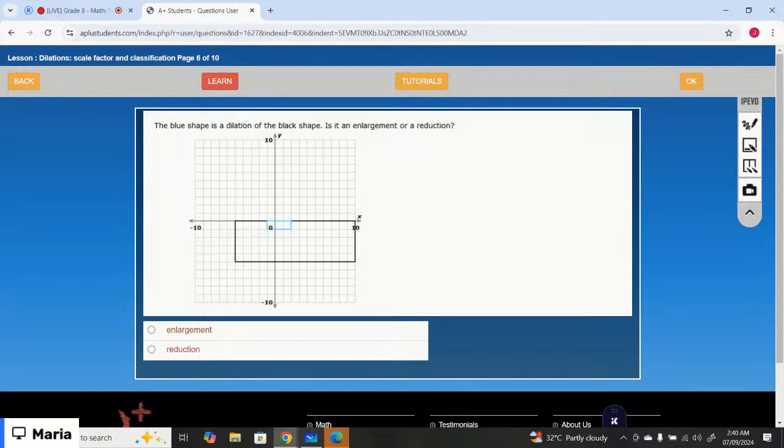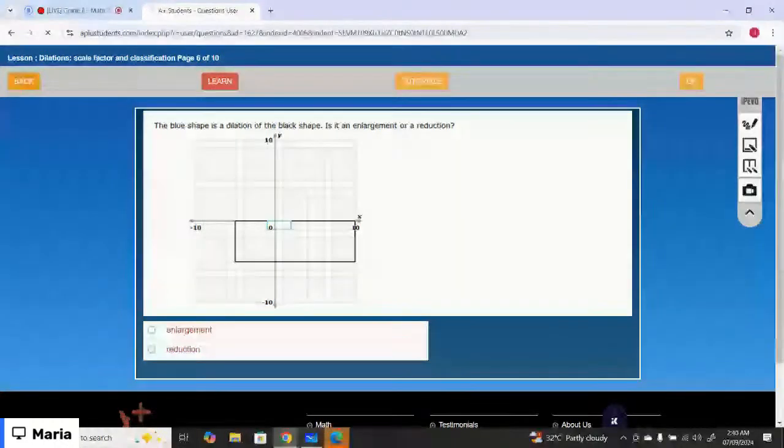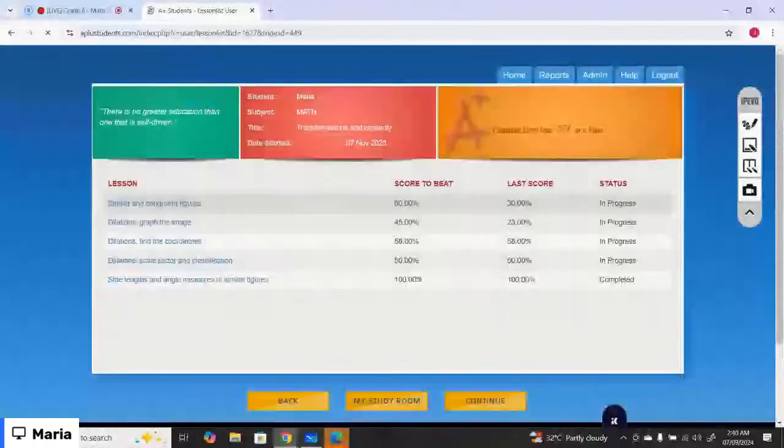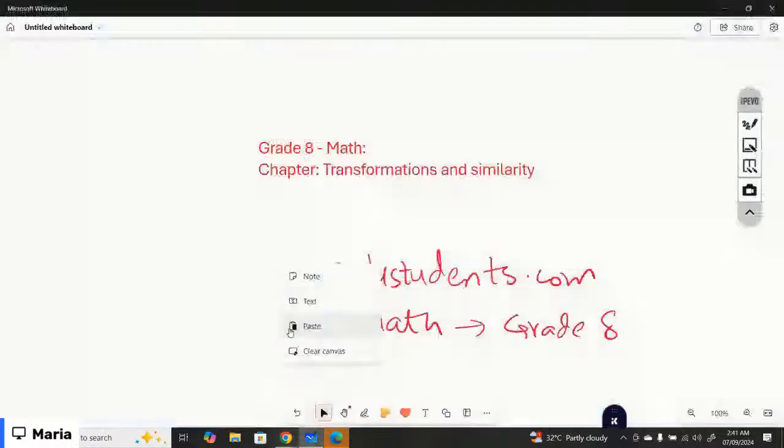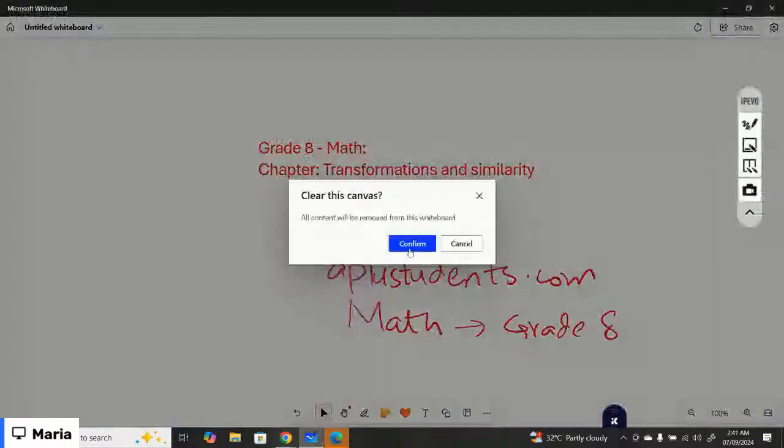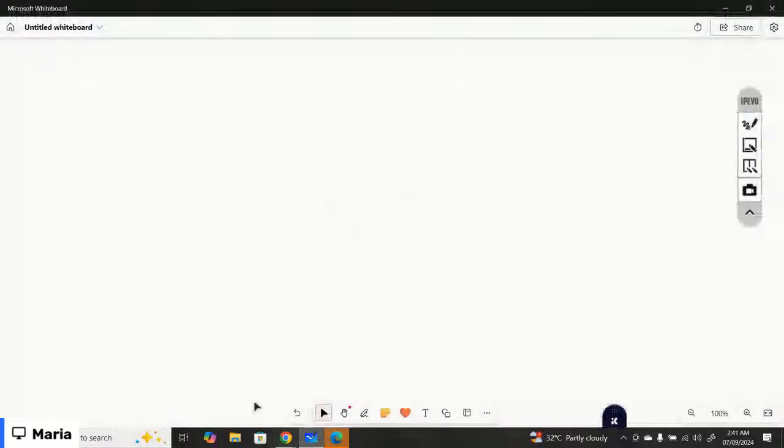So we were working on grade 8 math. The chapter we were working on is similarity. The lessons we have covered today are similar and congruent figures, dilations, graph the image, dilations, find the coordinates, dilations, scale factor, and classification. So please make sure before the next session you complete all the practice for tested. That is your homework until next session, right?